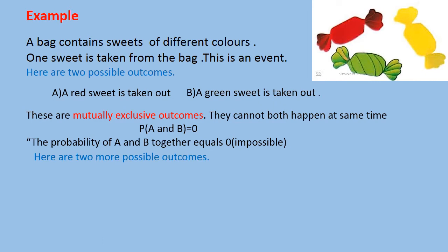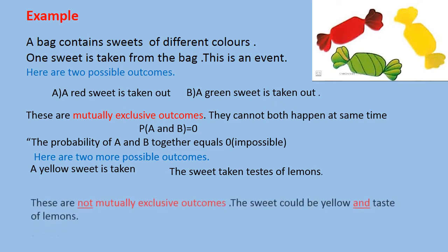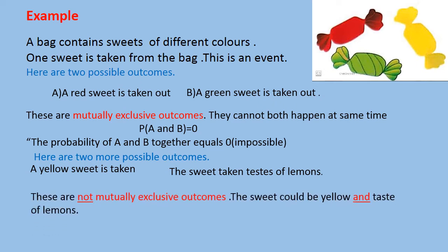Here are two more possible outcomes. A yellow sweet is taken. The sweet taken tastes of lemons. These are not mutually exclusive outcomes. The sweet could be yellow and taste of lemons, right?